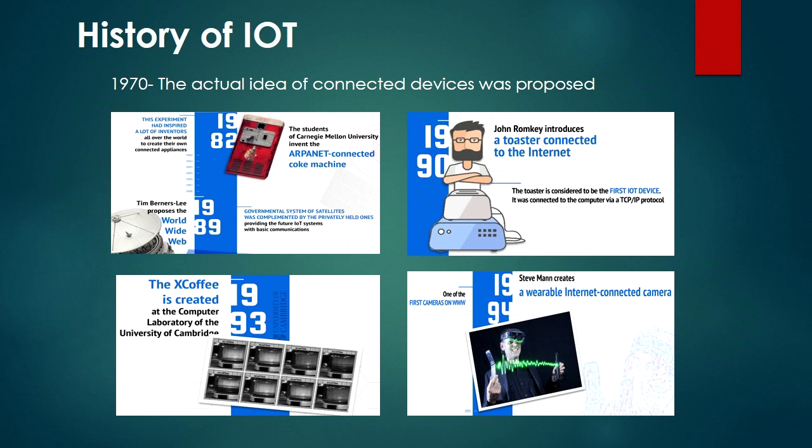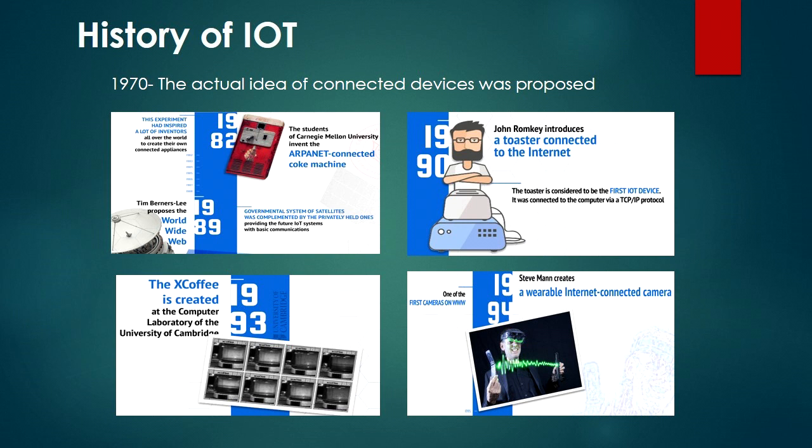In 1989, Tim Berners-Lee proposed the World Wide Web, and the governmental system of satellites was complemented by privately held ones, providing the features of IoT systems with basic communications. In 1990, John Romkey introduced a toaster connected to the internet. The toaster is considered to be the first IoT device. It was connected to the computer via a TCP/IP protocol.